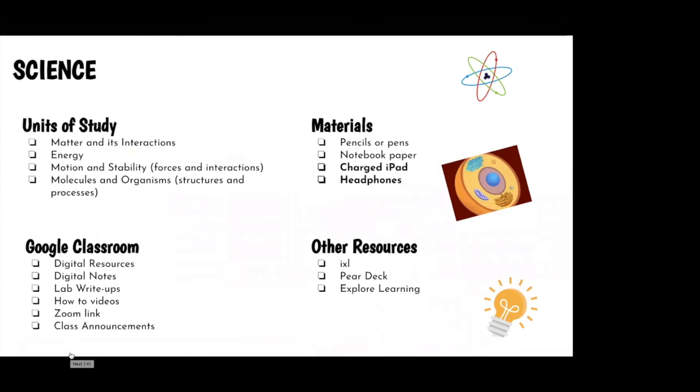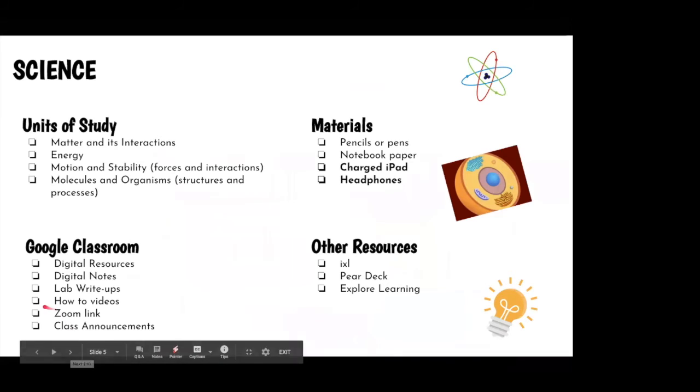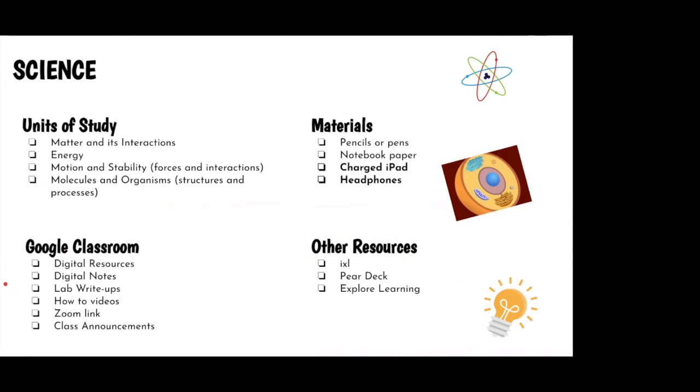Okay, so Mr. Katsenis, I'm teaching science, so we'll just get right into it. The units of study, there's 4 big units of study. The first one is matter and its interactions. That's what we're studying right now, where we'll be discussing chemical reactions, endothermic and exothermic energy. And then there's energy, there's motion and stability, and then we wrap it up with molecules and organisms. So those 4 main units will pretty much take you through the course of the school year. That'll be pretty exciting.